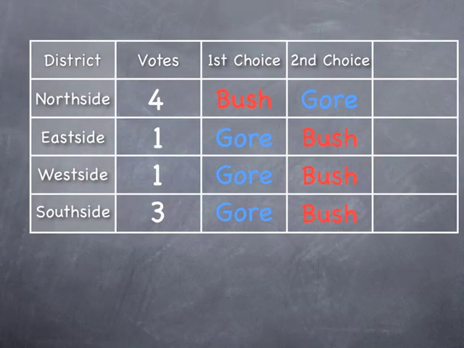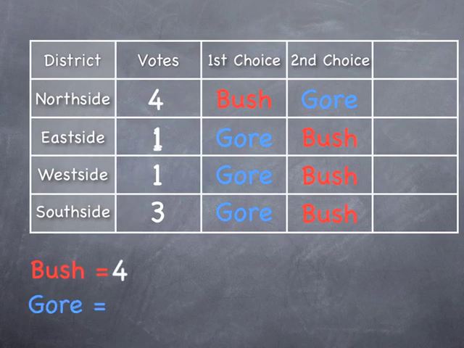We've got some votes, 4, 1, 1, and 3. These are small votes, but they could easily be 40 million, 10 million, 10 million, or 30 million. You just scale them up. We've kept them small just so you can follow along. In this case, there's 2 candidates and 2 choices. You've got the north side for Bush, 4, and Gore with 1, and 1, and 3. And in this particular case, Gore wins with 5 votes in the 2-candidate race.